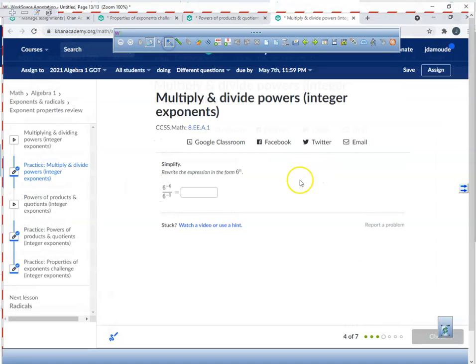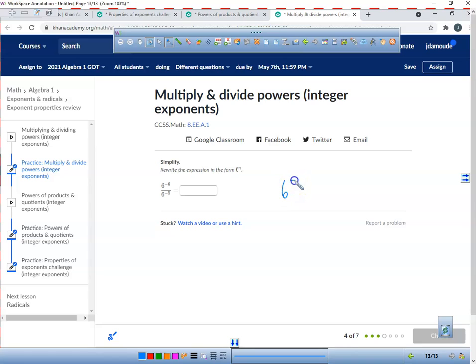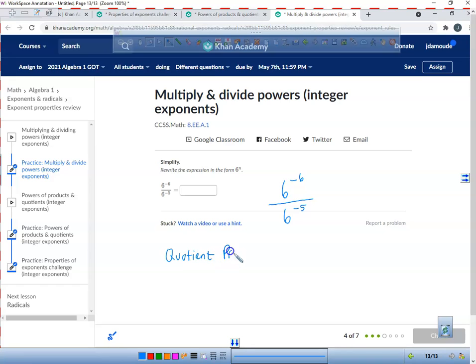Super easy. All we got to do is take 6 to the power of negative 6 over 6 to the power of negative 5. Now this is called the quotient property. With the quotient property, you're allowed to subtract your exponents. So if I have a to the power of m divided by a to the power of n, you're allowed to take those exponents and simply subtract them.